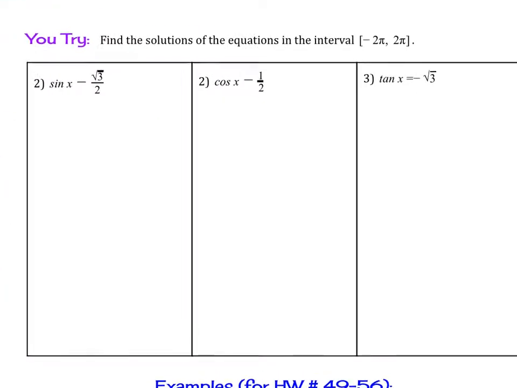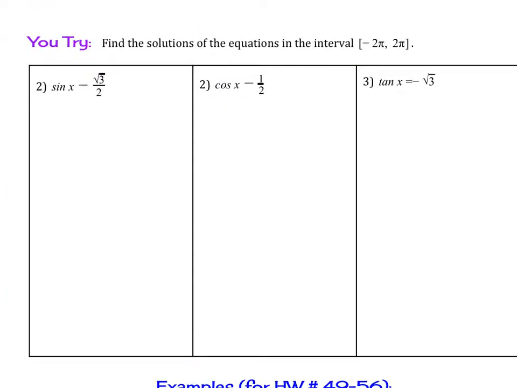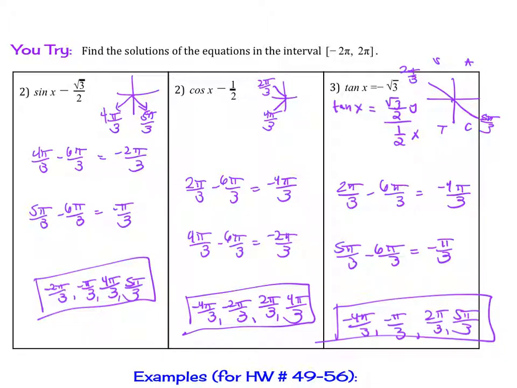So try these three examples here. Sine of x equals negative root 3 over 2, cosine of x equals negative 1/2, and tangent of x equals negative root 3. All right, if you try this out, sine of x equals negative root 3 over 2, so that is in quadrants 3 and 4. And I know that because the x value is larger, that's going to be a multiple of the 3. So 4 pi over 3 and then 5 pi over 3.